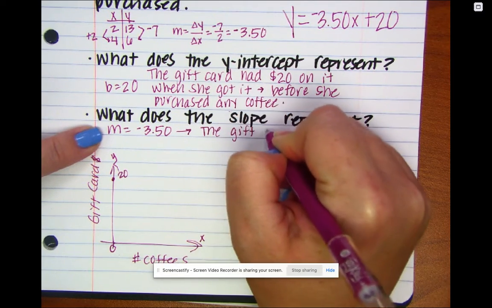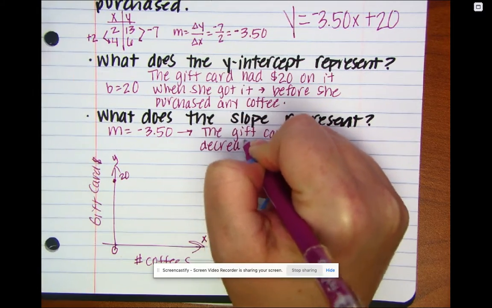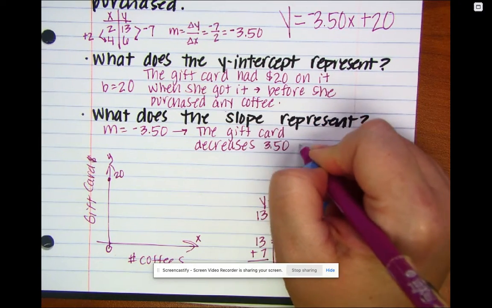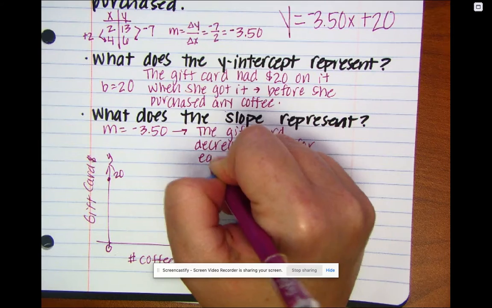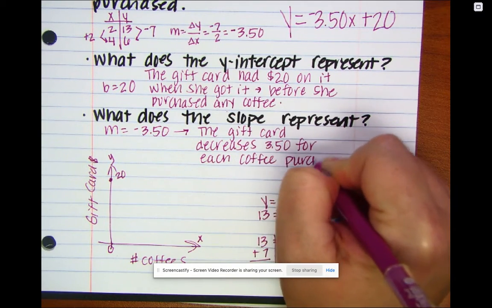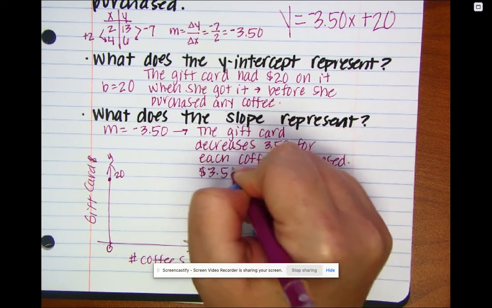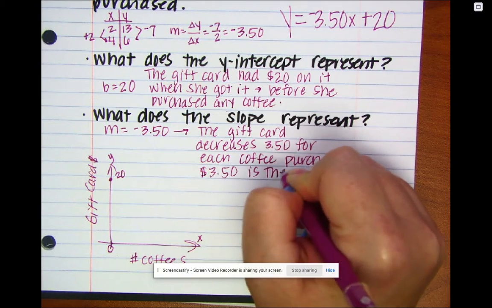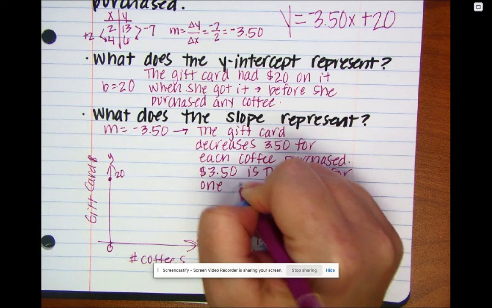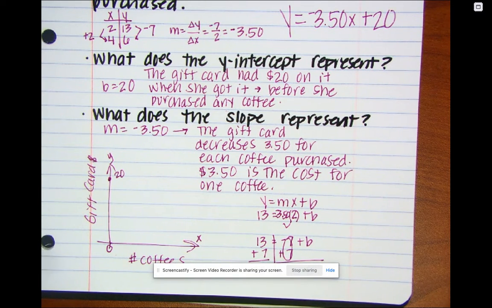The gift card decreases. I want to use that word to show that it's negative. $3.50 for each coffee purchased. And then I want to be real explicit. $3.50 is the cost for 1 coffee. So that is what the slope represents in that problem.